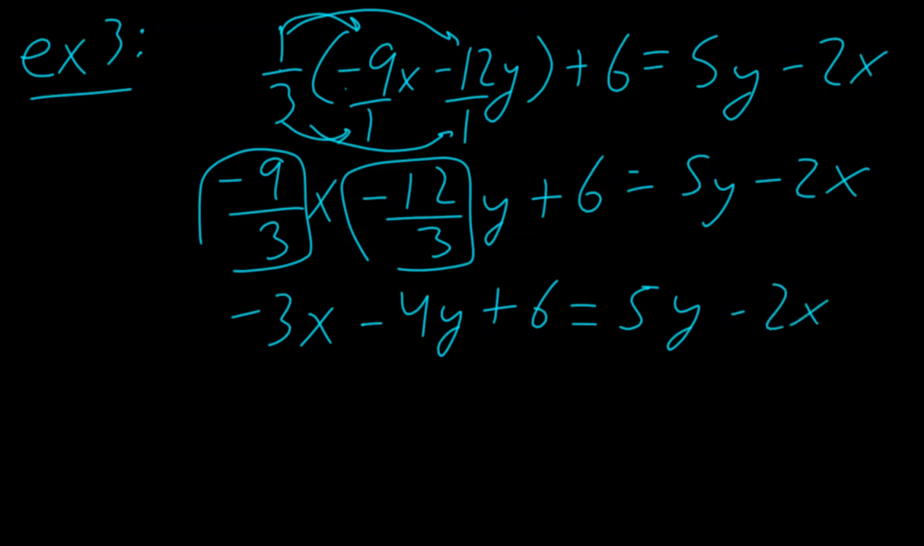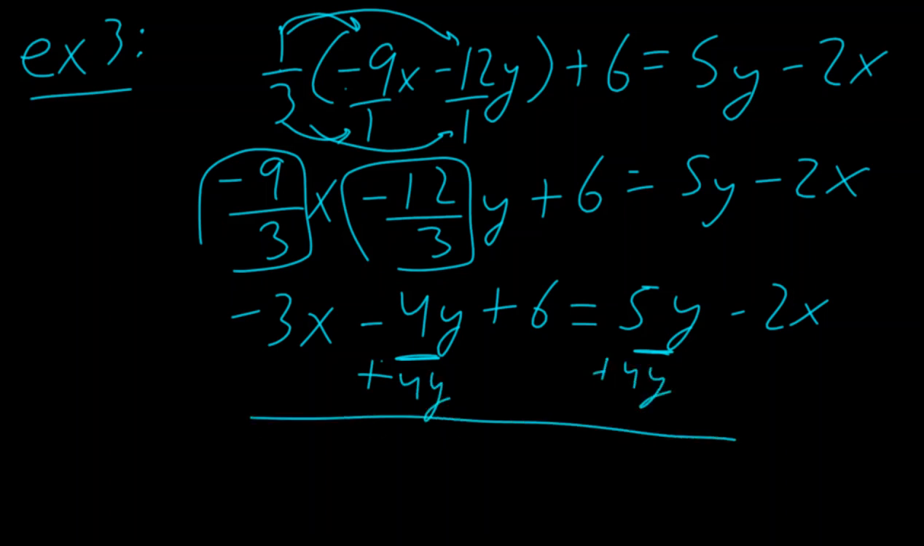Now notice, I actually want to get my y value by itself, so when I get to my next level of questioning, are my variables on the same side? The answer is no, but I want to start by moving the letter that I want to get by itself first. So since I see this negative 4y is the smaller of the y's, I will plus 4y, plus 4y. And of course, now we're going to have negative 3x plus 6 is equal to 9y minus 2x.